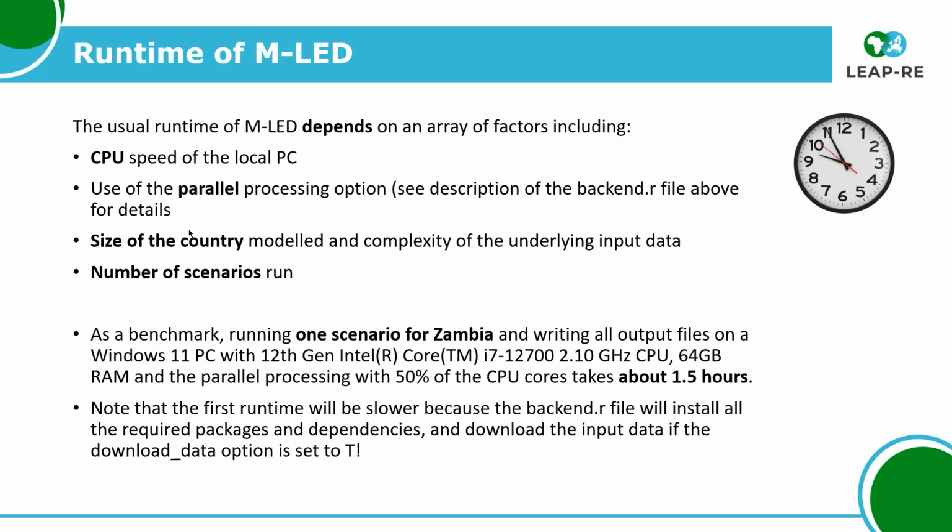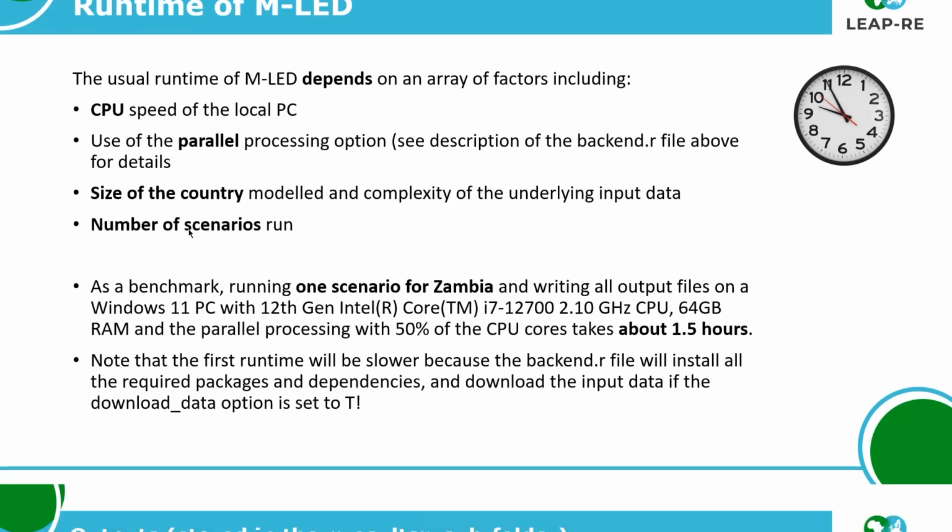As a benchmark, running one scenario for Zambia and writing all output files, from the very high resolution cluster ones to the national summary files, on a Windows 11 PC with a 12th generation Intel Core i7 CPU and 64 gigs of RAM and a parallel processing of 50% of the cores takes about 1.5 hours. However, as mentioned, note that the first run ever will be slower because the backend file will install all the required packages and dependencies. So, of course, the following runs will be much faster as they will skip this initial configuration phase.